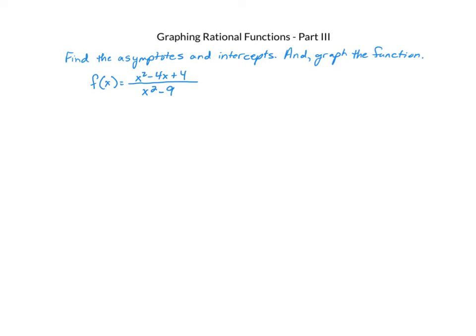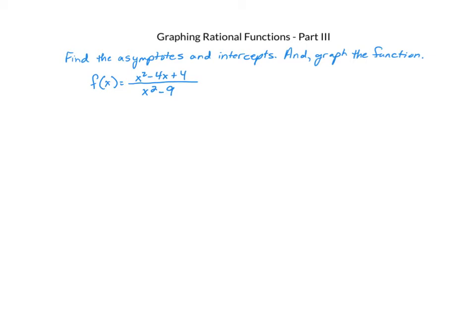I'd like to graph one rational function with you. This video does assume that you understand the basics of graphing rational functions. But let's jump in. We're going to find the asymptotes and intercepts and then graph the function. And it's f of x equals x squared minus 4x plus 4 over x squared minus 9.